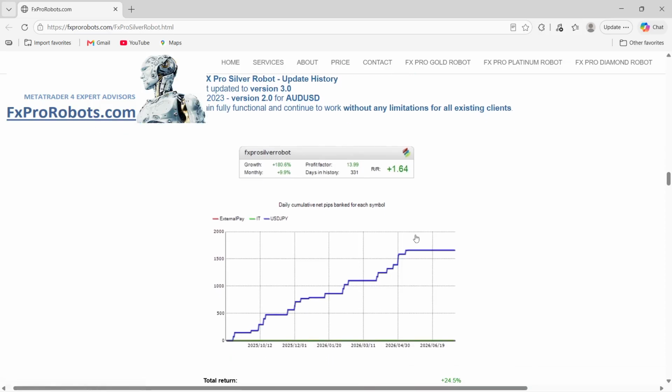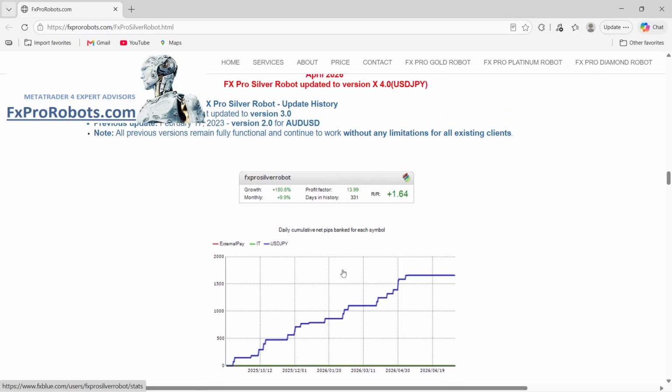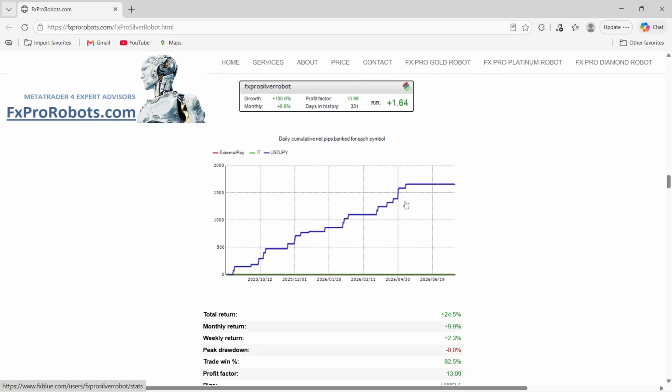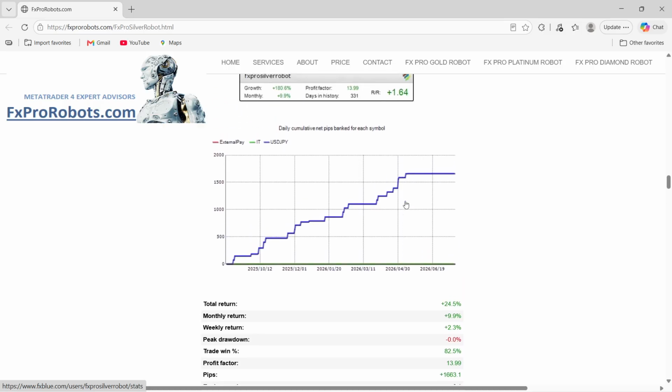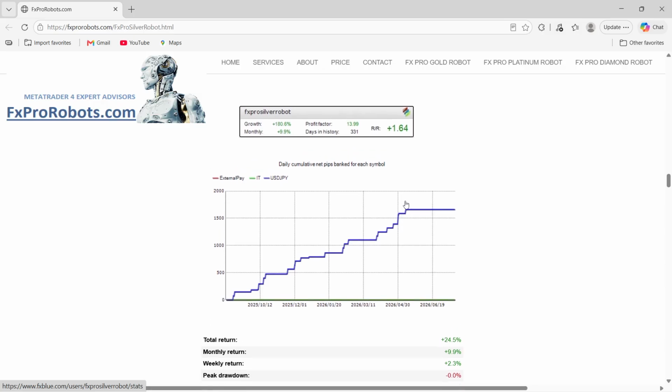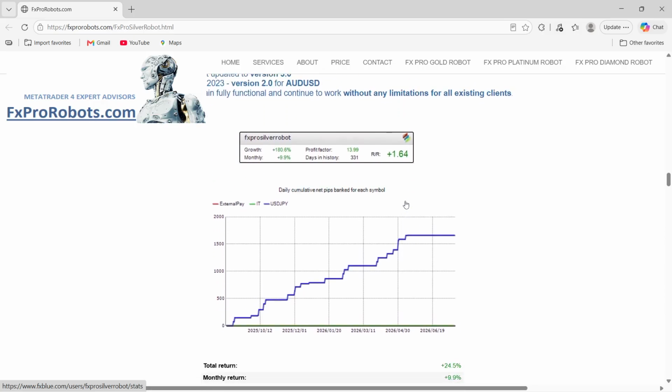So you can see some of the screenshots here on the website. They didn't specify, okay, for the period of 331 days of using the EA, the growth was 180.6%, and there was a monthly growth of 9.9%. The profit factor was 13.99, and the risk to reward was 1.64. Right? It's important to note that these are just the developer claims. It's important to carry out your own testing on a demo account first before using this EA on a live account.